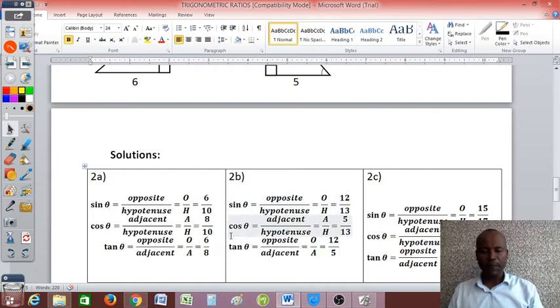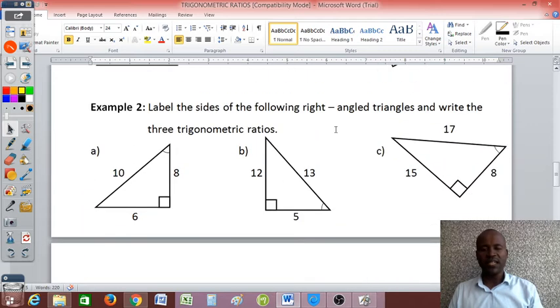Okay, then cosine. How can we find cosine? Cos of theta, for a given angle theta, is adjacent divided by hypotenuse. So which side is the adjacent and which side is the hypotenuse? Alright, now let us see.